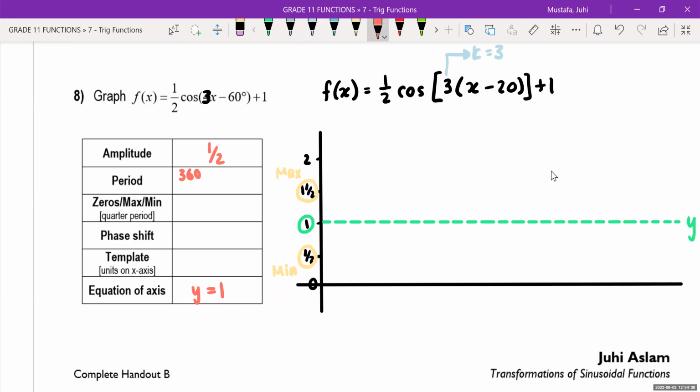We're going to go 360 degrees divided by 3, which is going to give us 120 degrees. This just means there's a horizontal compression and the graph is a little bit more squished. Then we're going to go 120 degrees divided by 4, and that's going to give you 30 degrees. We have a phase shift, which is 20 degrees to the right.